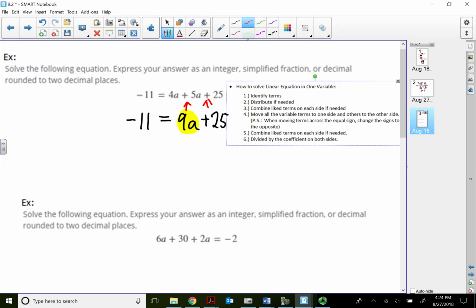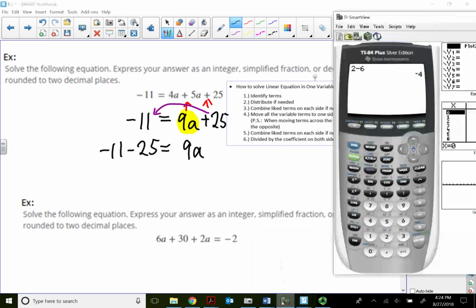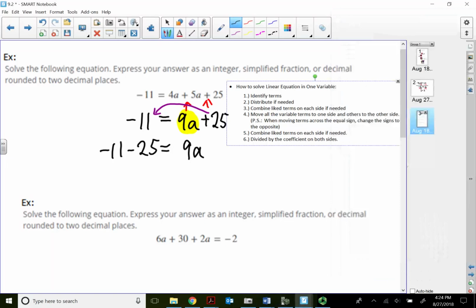So who do I move? The positive 25 has got to hop over. So the right side, I still got 9a. The left side, negative 11, still negative 11. Positive 25 comes over, becomes negative. So if you know positive 25 is going to come over and become negative, what you could have done right away, after a while, is negative 11 minus 25. So you can actually skip over a line where you don't have to write them. So this is going to be 9a equal to negative 36.